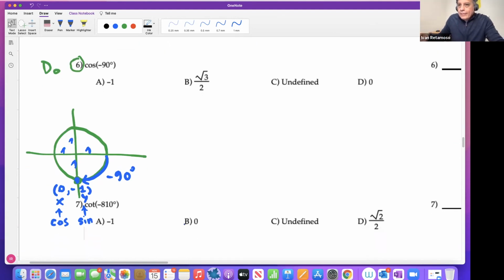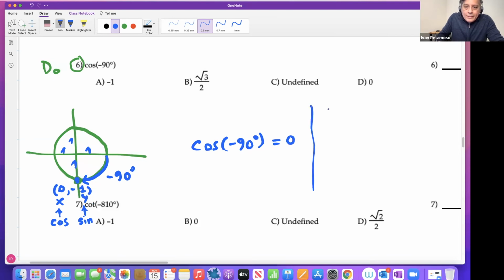Okay, yeah, let's go over this together so we can go over more examples. From the unit circle, we can say that cosine of negative 90 degrees is equal to, here we look at the first coordinate, 0, right? 0.